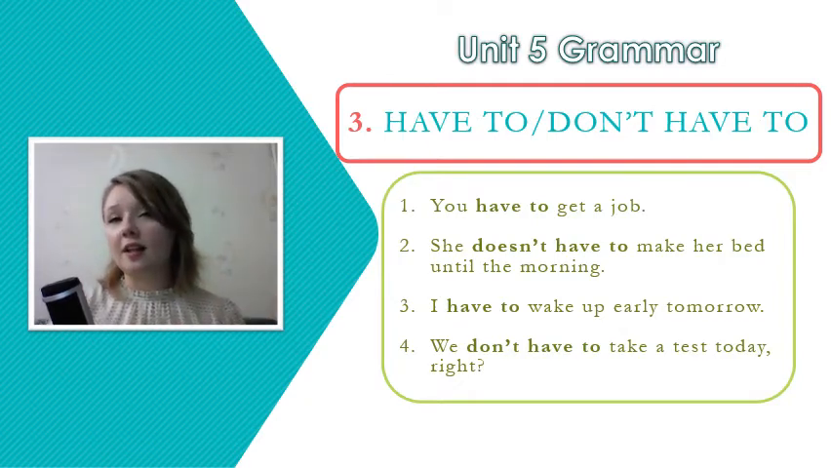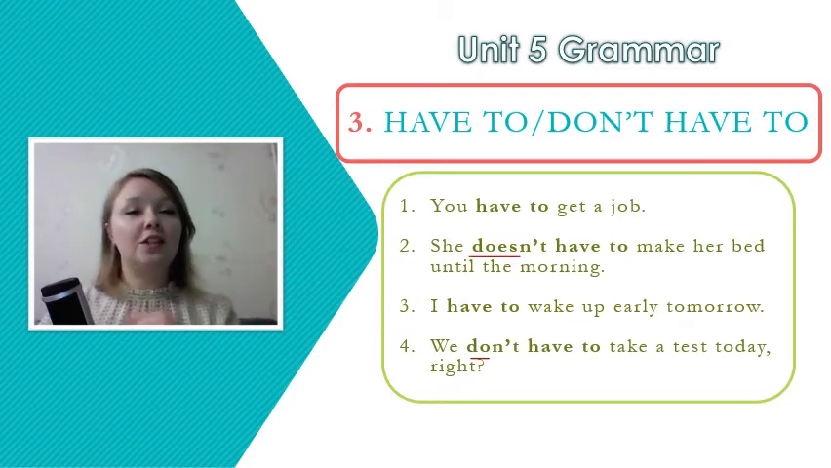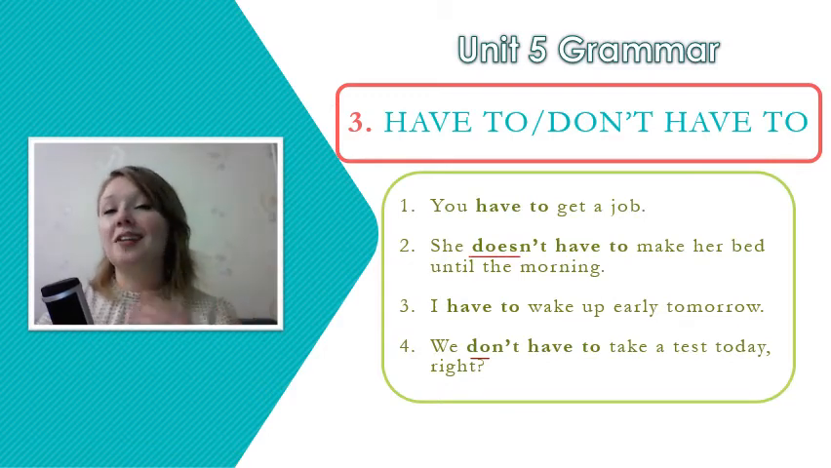So as you see in each of these sentences, these are used to talk about obligation or what we must do. Note that with I, you, we, and they, we can use do. I do have to, you don't have to. But when we're using he, she, and it, we change that do to does. She doesn't have to.